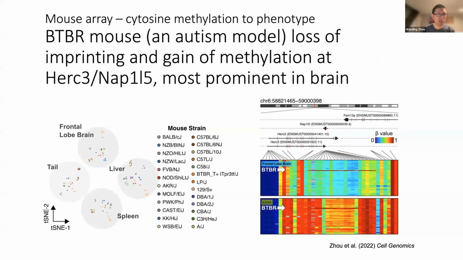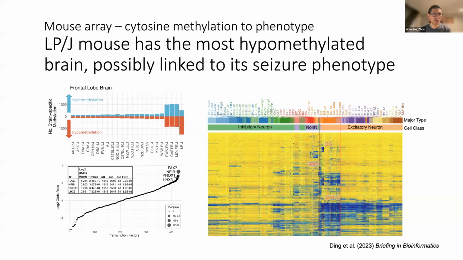Just to zoom in on the strain a little bit further, we can even link the strain-specific methylation differences to the strain phenotypes. For example, in this case, BTBR mice, which are an autism model, we're able to identify some neuron-specific or brain tissue-specific loss of imprinting at the HERX3 and NAP1L5 loci. And again, we were able to find some loss of methylation in the LPJ mice, which have a neural crest development issue.